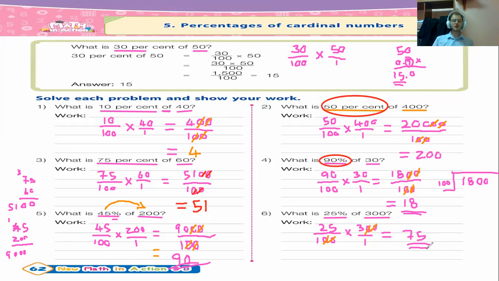So there are those 6 calculations. I hope you guys understood what we did. If you did not understand, please send me a message in the line group and I will try and explain it to you in a different way. So this is what we do with percentages of cardinal numbers. Did everyone do the work with me? I hope everyone did it with me. If not, you'll have to complete it on your own time.